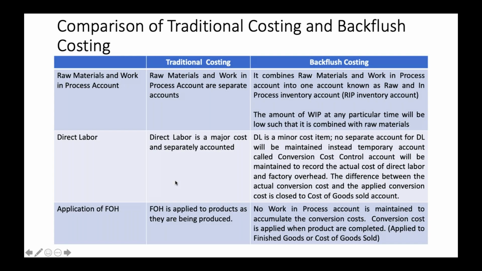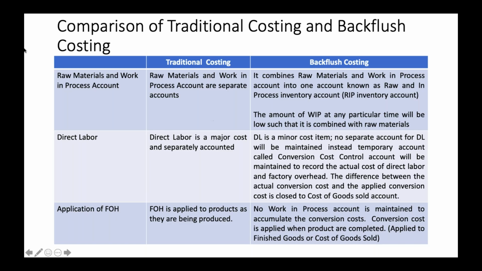Okay. Let me give you the comparison of traditional costing and backflush costing. Normally in production, we have to purchase raw materials first. And in traditional costing, we use the raw materials account to account for the purchase of the materials, and the work in process account when we transfer the raw materials, or when the raw materials are being used in the production area.